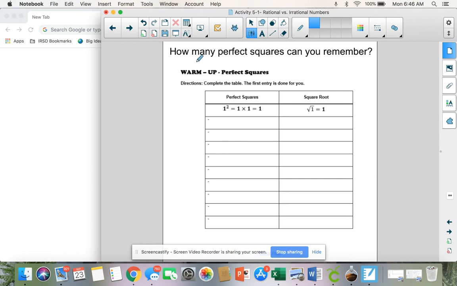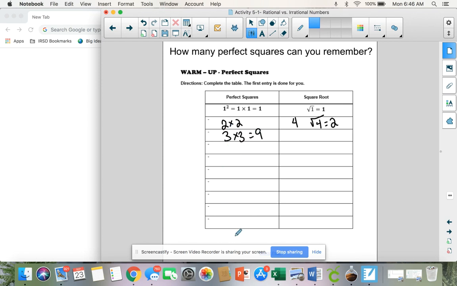So first of all, let's remember our perfect squares, and let's see how many perfect squares we can remember. For example, 1 times 1 is 1. So the perfect square would be 1, and its base would be 1. Then we would have 2 times 2. Our perfect square would be 4, so the base of 4 is 2. And then we have 3 times 3 equals 9.